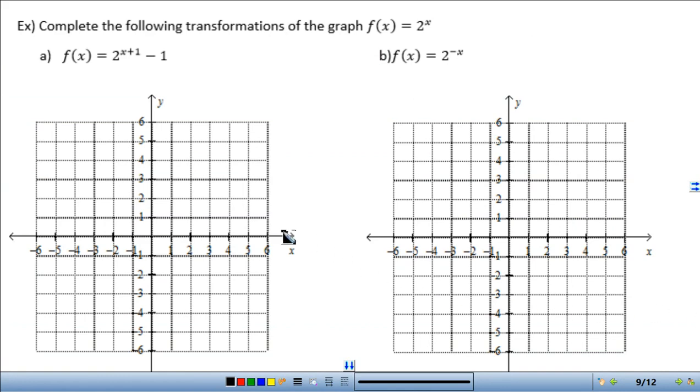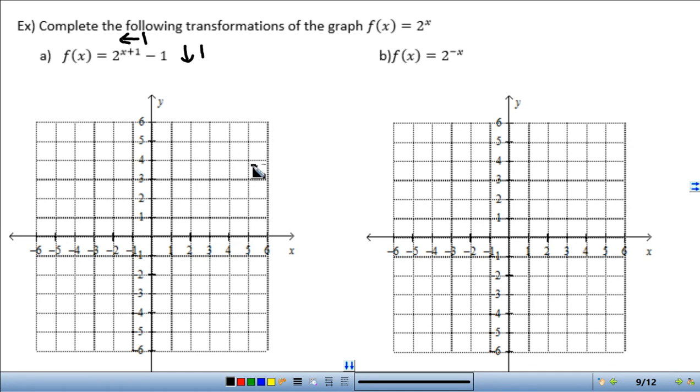Complete the following transformations of the graph f of x equals 2 to the x. So what I have here, I have f of x equals 2 to the x plus 1. So I've got a plus 1 with the x. And remember, when it's a positive with the x, it's to the left. So I'm going to go left 1. And then I have minus 1, and it's not paired with the x. So when I have a negative, it's a down. In this case, down 1.